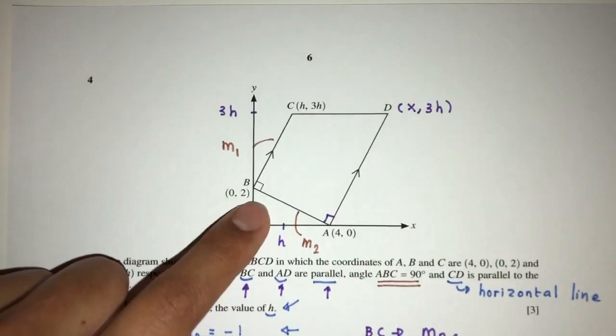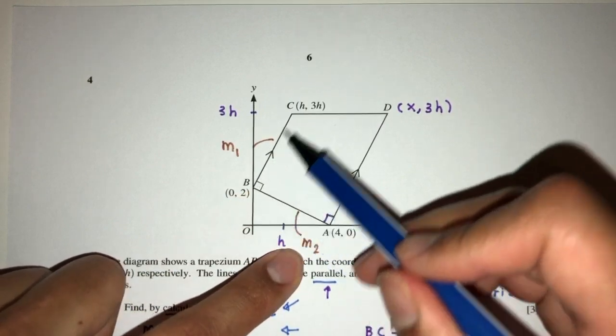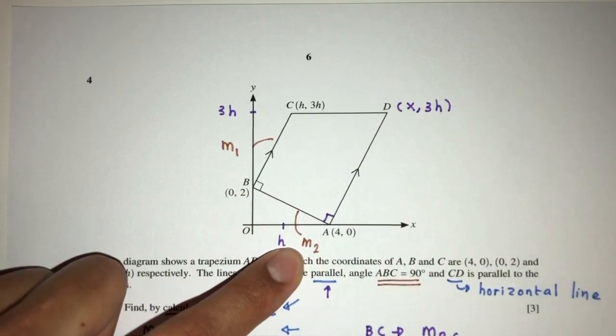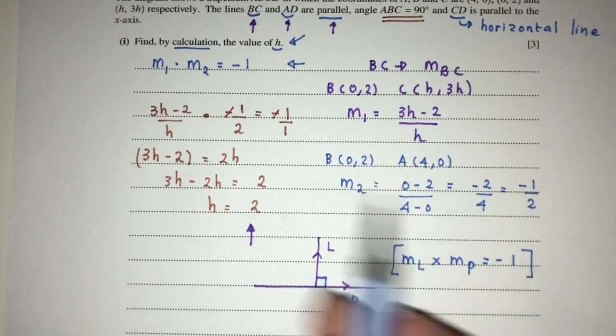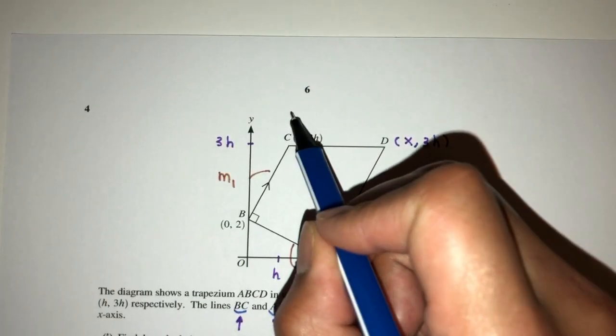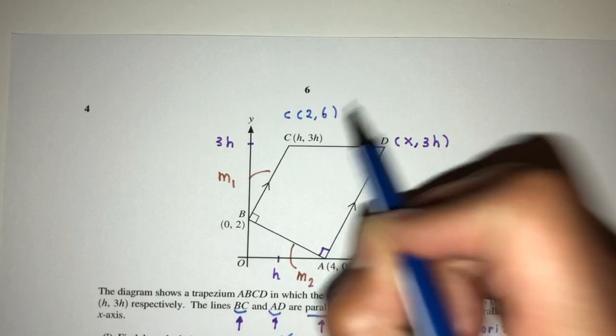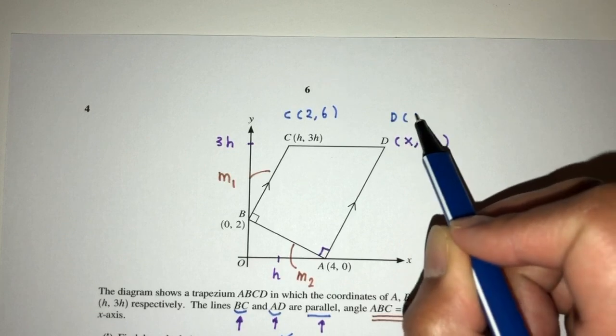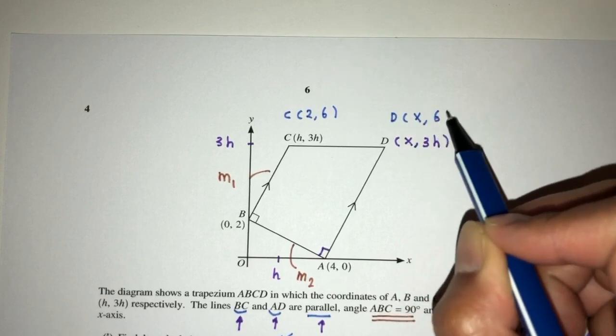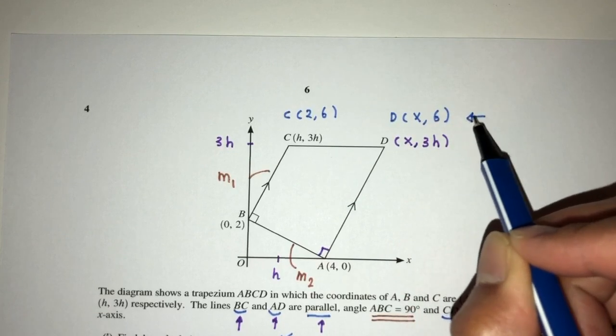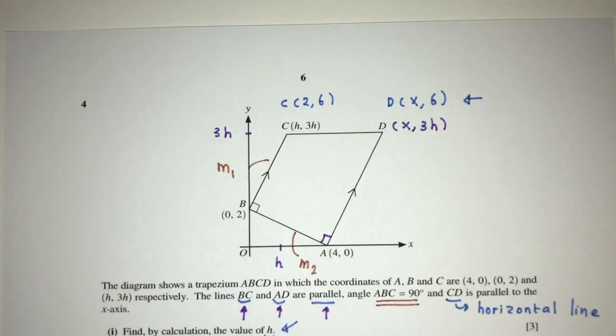And as you can see here, because we know that these two lines are perpendicular to each other, we can use this concept to find the answer of h. So as you can see, the point C has to be what? H is 2, so that will be 2, 6. And the point D has to be what? This will be x, we don't know, and this has to be 6. So now we know the point D and the point C, kind of. But the value of h is 2.